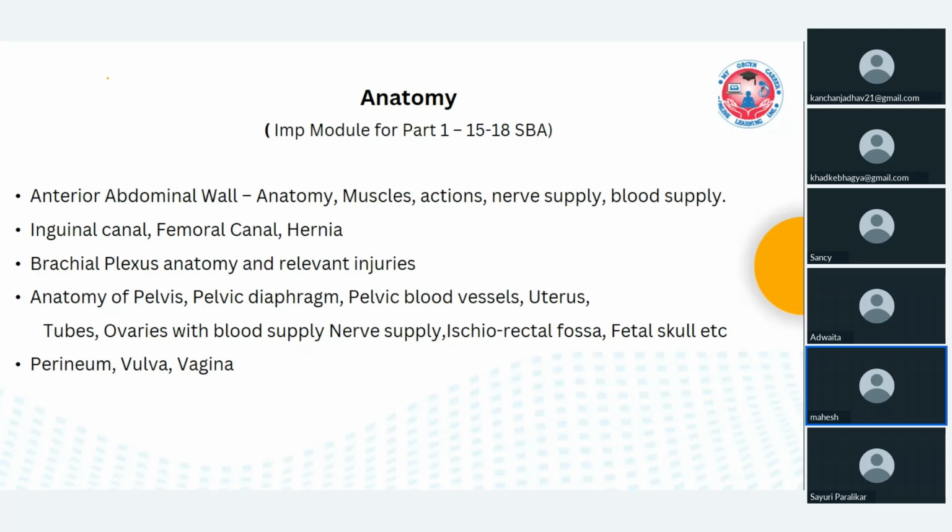The anatomy module alone will have 15 to 18 SBAs, and they are expecting you to know the anatomy of the anterior abdominal wall, that is muscle actions, nerve supply, blood supply, etc., inguinal canal, femoral canal, hernia, brachial plexus anatomy and relevant injuries, anatomy of the pelvis, pelvic diaphragm, pelvic blood vessels, uterus, tubes, ovaries, their blood supply, nerve supply, ischiorectal fossa, fetal skull, maternal pelvis, perineum, vulva, and vagina. These are the different topics from anatomy. All these basic subjects related to obstetrics and gynecology are expected from you.